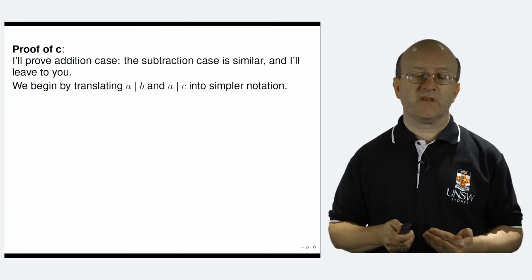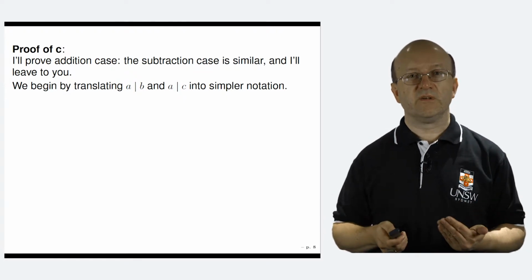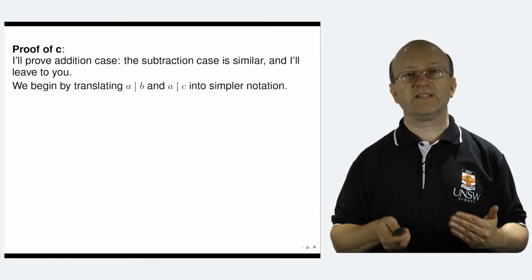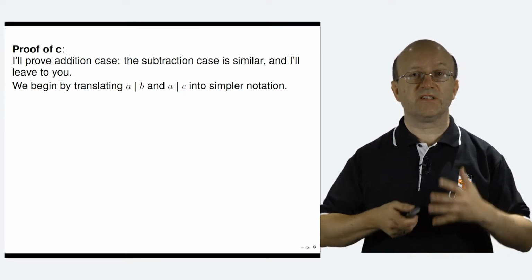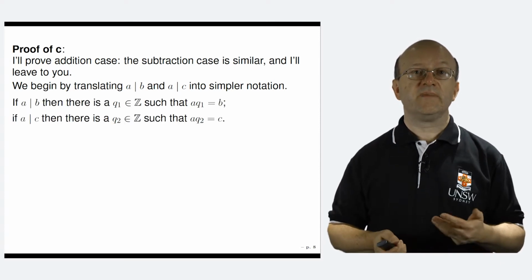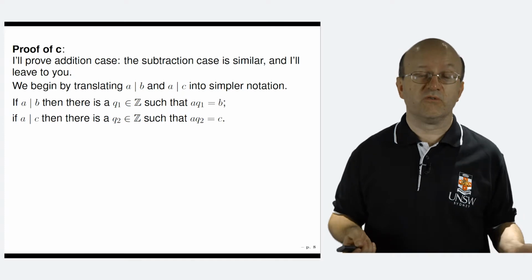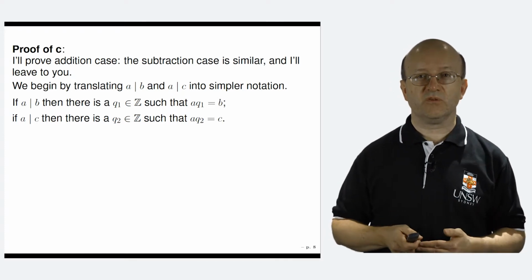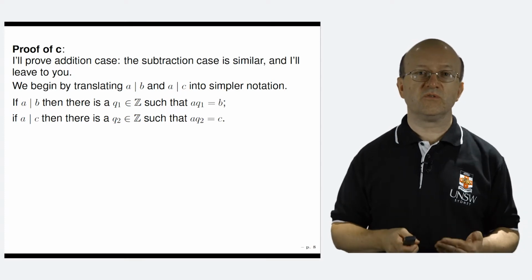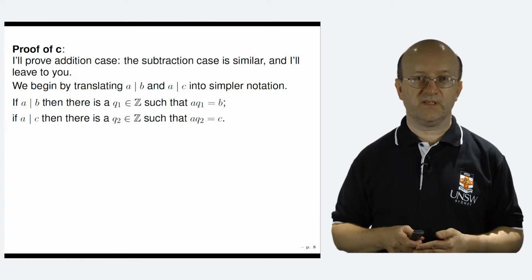So where do we begin? Well, we begin with the two facts we know. A divides B and A divides C. And the only thing we can do with these is translate them into simpler notation to actually use the definition. So that's what we do. A divides B means that there is some integer, which I'll call Q1, such that A times Q1 is B. And A divides C means that there's another integer, Q2, such that A times Q2 is C.